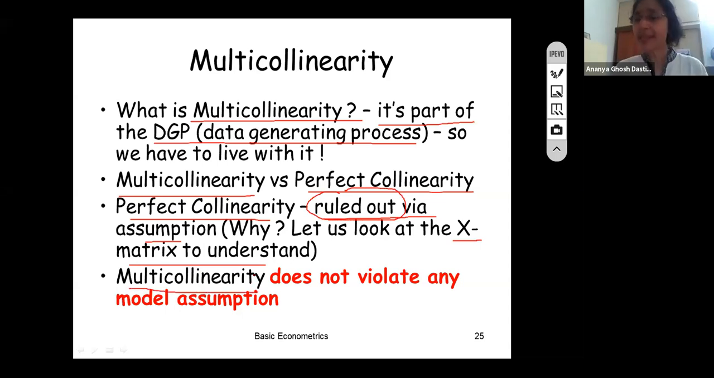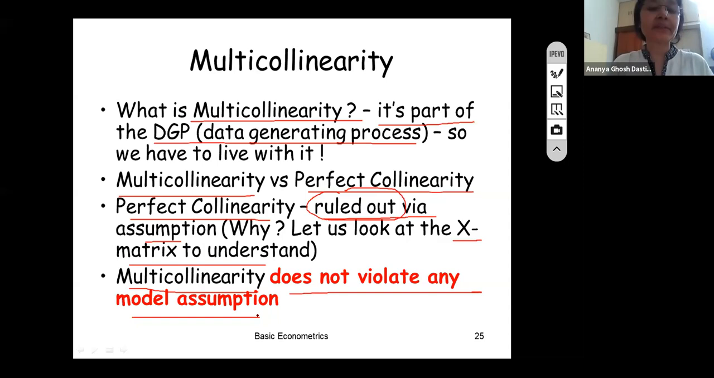multicollinearity is really not a problem in the sense it does not violate any model assumption. None of our model assumptions are ruling out existence of correlation among the explanatory variables. What is being ruled out is the correlation between the x's and the errors. That has to be ruled out. But the x's can be correlated. Our model is silent on that. Only perfect correlation is ruled out. So you might wonder, then why are we even talking about this? What's the problem? Let's try and understand that.